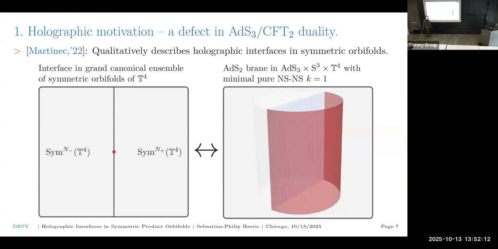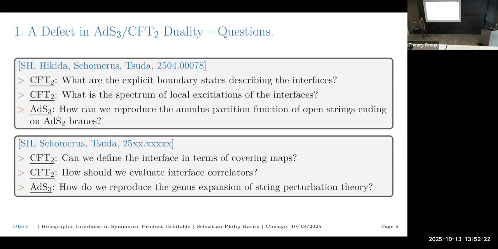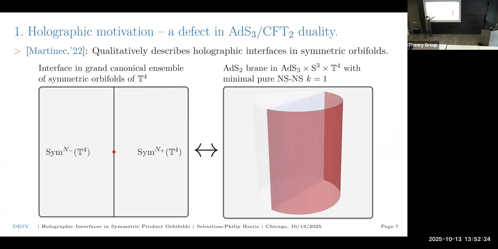And that's precisely what we set out as motivation for our work. So we wanted to take this qualitative description and turn it into a quantitative description in which we can explicitly match the computations that you can do on the AdS3 side.